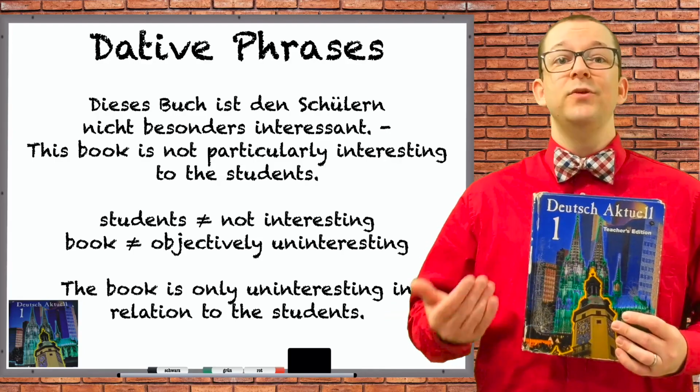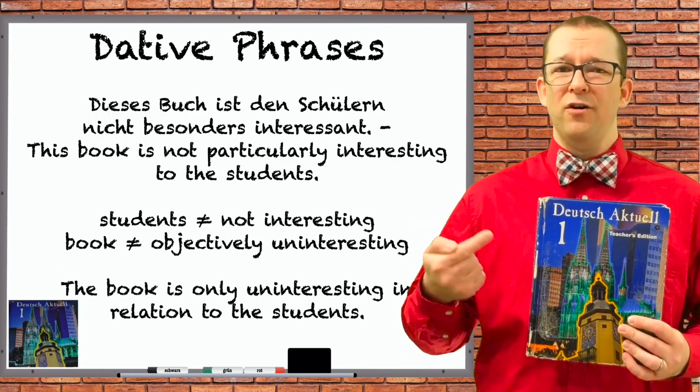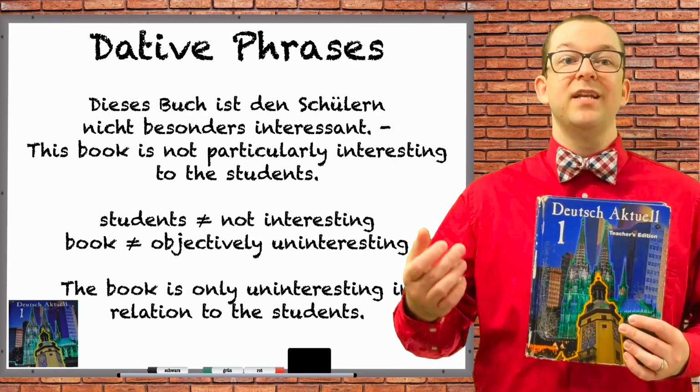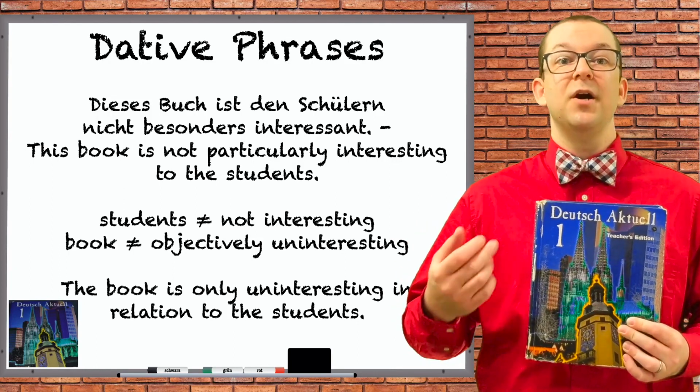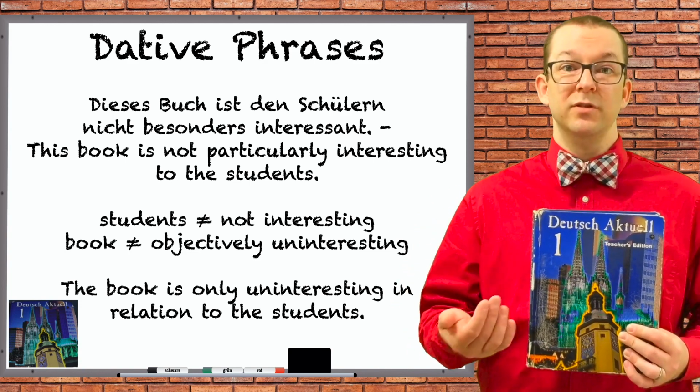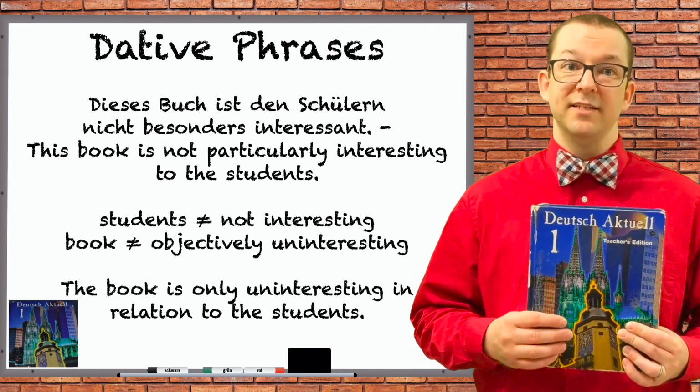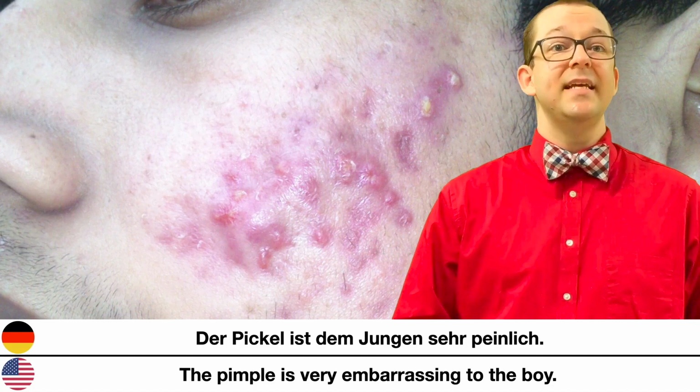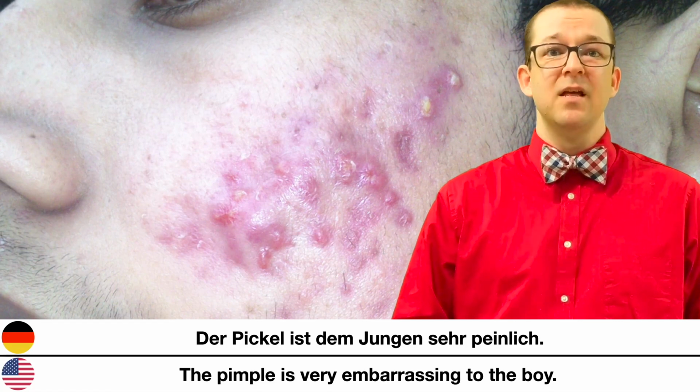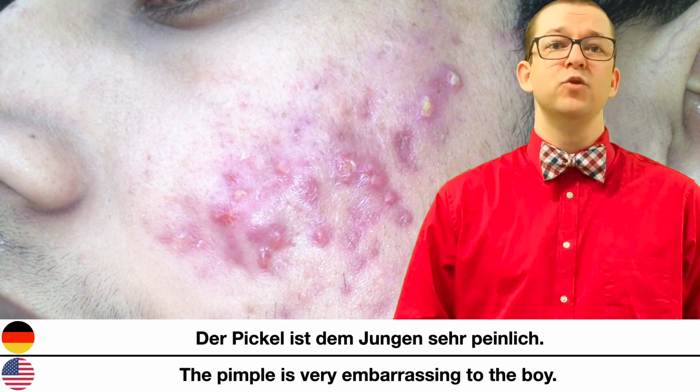It isn't that the students are interesting or that they are this book. The book isn't objectively uninteresting, it is only uninteresting in relation to the students. Therefore, we have to use the dative case. Der Pickel ist dem Jungen sehr peinlich. The pimple is very embarrassing to the boy.